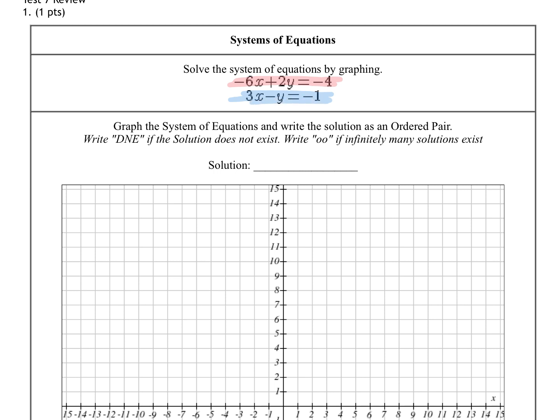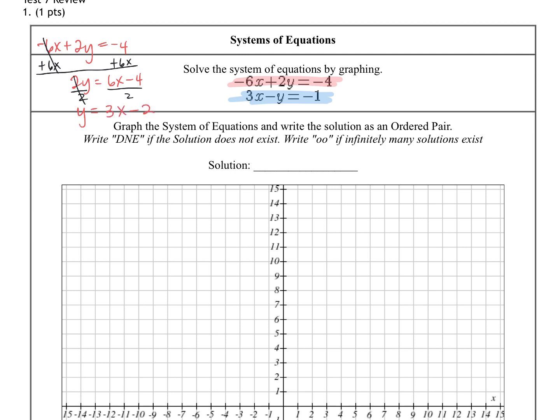So the first equation, we want to first solve for y. So we have negative 6x plus 2y is equal to negative 4. So we would start by moving the 6x over with addition. That would give us 2y is equal to 6x minus 4. And then we would divide everything by 2. So we would get y equals 3x minus 2.